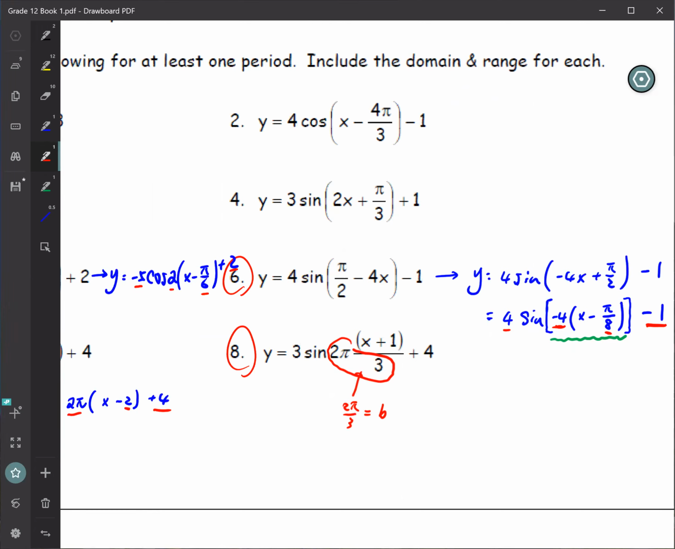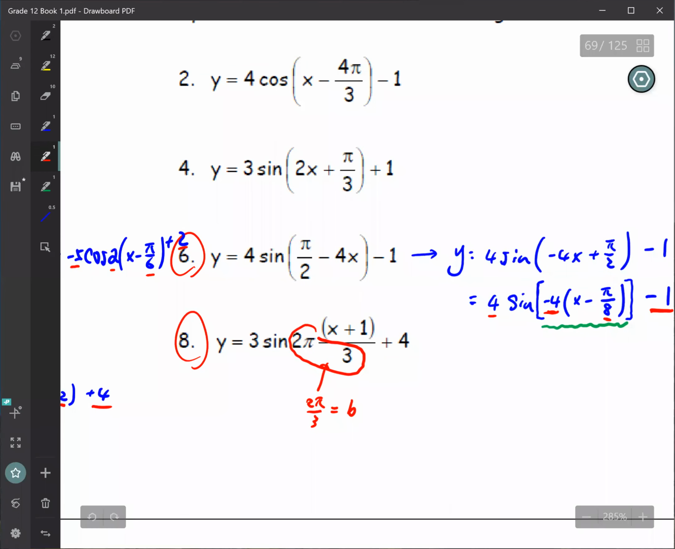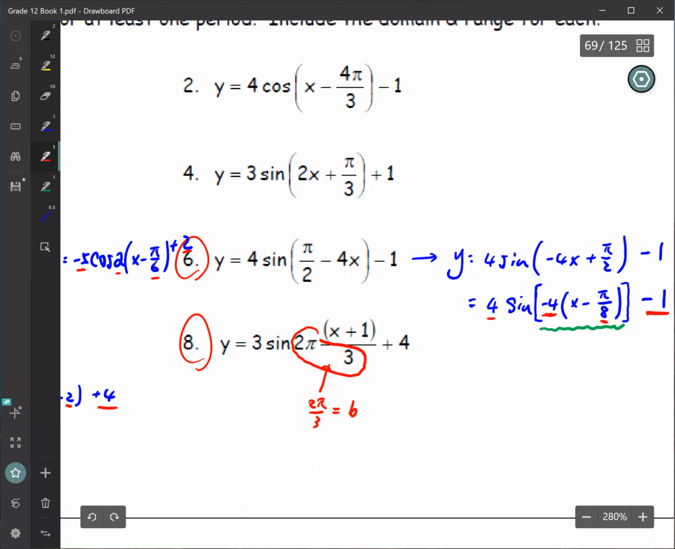For number 8, what's the C? The C is negative 1. Yep, very good. Okay, if you see a plus 1, it's actually negative 1. And then you would use the negative 1 as your starting point of your table, right? And then after that, you do the size of space.